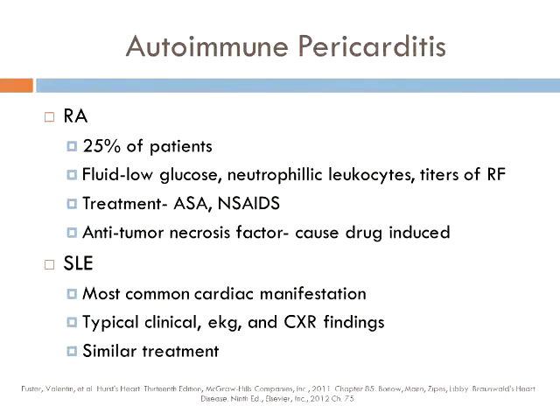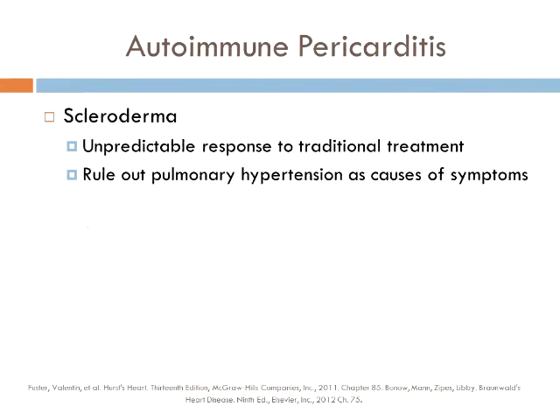Lupus patients, pericarditis is the most common cardiac manifestation, so they have typical presentation and respond similarly. Scleroderma, these patients have somewhat of an unpredictable response to traditional treatment. They don't do as well. One of the things you have to be very careful about in scleroderma is that these patients have a propensity to get pulmonary hypertension, so when they present with chest pain and shortness of breath, you need to make sure it's pericarditis and not actually pulmonary hypertension, and not the other.